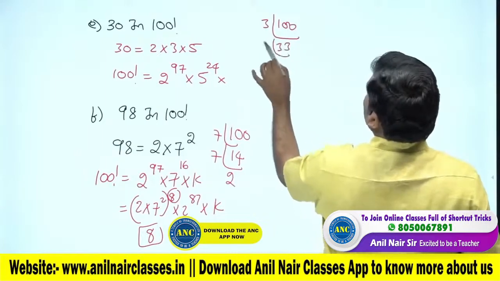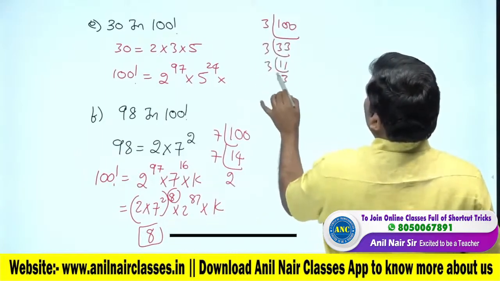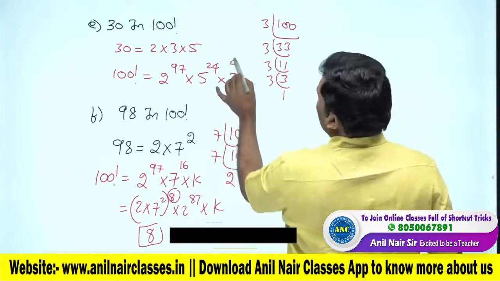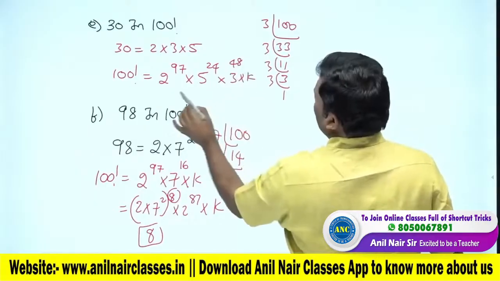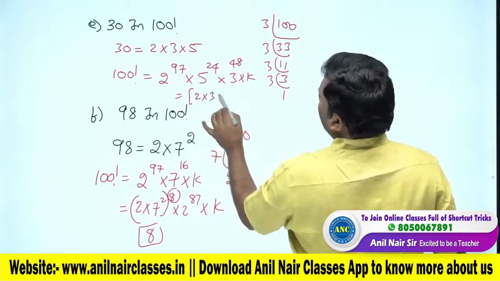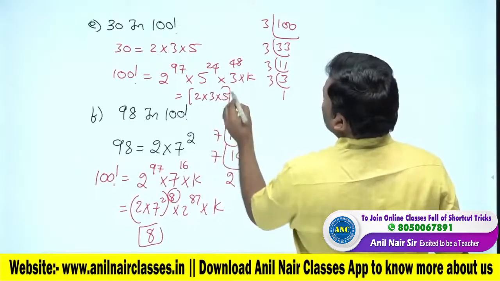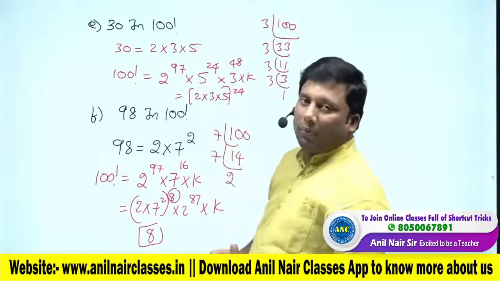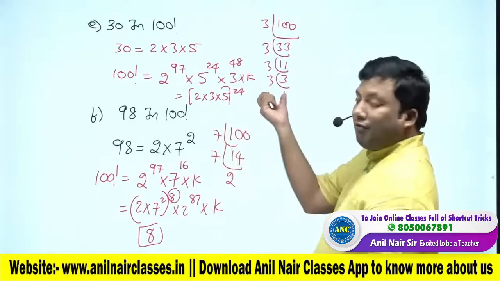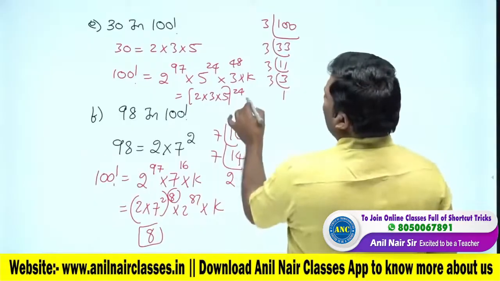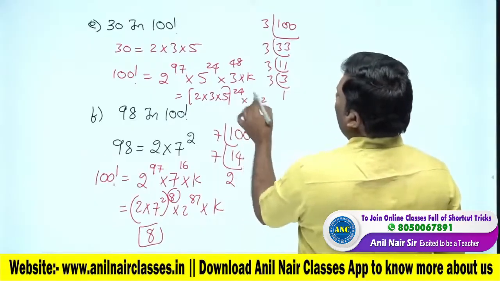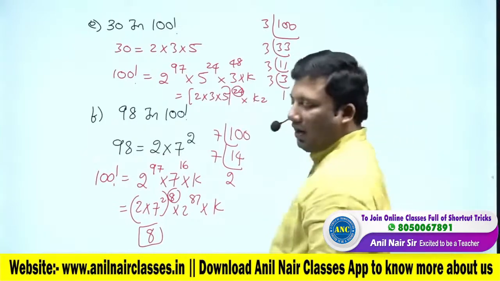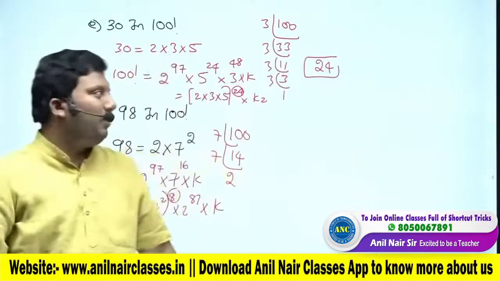33s are, 3 11s are, 3 3s are, 3 1s are. 44 plus 3, 47, 48. So it is 3 power 48 into k. So this can be written as 2 into 3 into 5. What is the lowest I can take? 24. 2 power 24 is a sub-element of 2 power 97. 3 power 24 is a sub-element of 3 power 48. So the remaining k2 I will get. So what is this answer? Answer will be 2 into 3 into 5, 30 power 24, it will be 24.